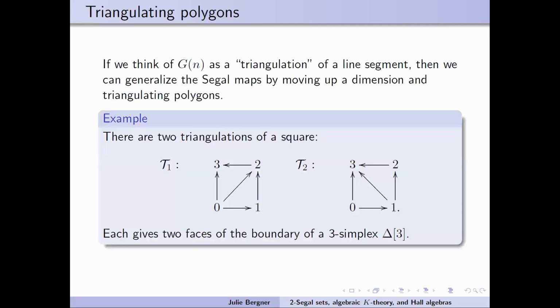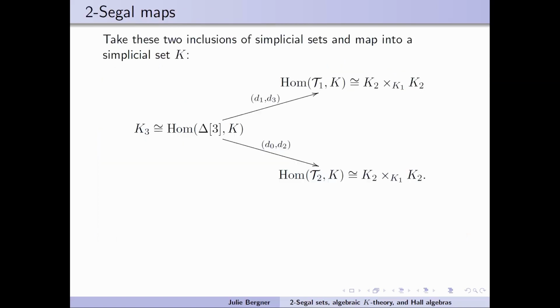If you go back and ask where these sit in the three simplex: if I look at this triangle from 0 to 1 to 2, that's the face of a three simplex where I've left off the vertex 3. So that's the D3 face map. If I look at the one from 0 to 2 to 3, that's D1. I left off the vertex 1, took the face opposite of that. And so that is just the ordered pair D1, D3. And similarly, the other triangulation is D0, D2.